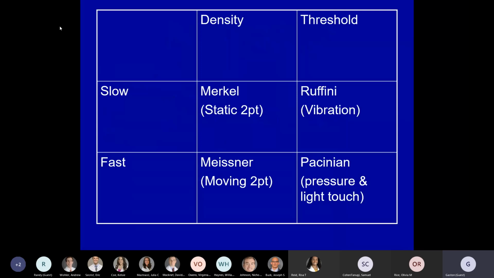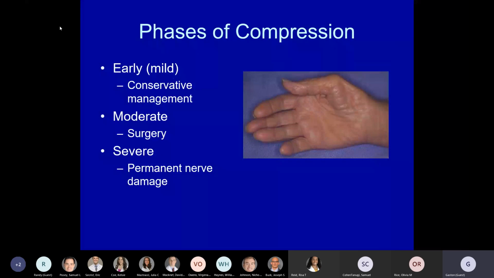So if you're going to learn anything, which again, I think this is more than you really need, I used to make this broad column. So the innervation density tests are on the left. The threshold tests are on the right, and if it's a slower, fast adapting cell, so you can see slowly adapting, testing innervation density, static 2-point, and that's the Merkel cell. Fast is moving 2-point, that's the Meissner. And then the thresholds, vibration, slow is the Ruffini end organs, and the Pacinian for the pressure and light touch. So a little thing we used to review that I don't think is as key.